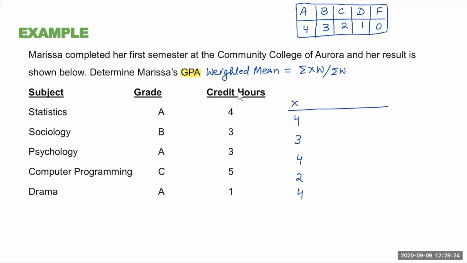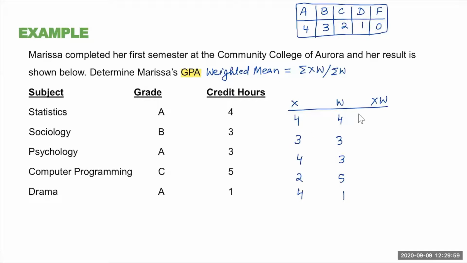Now we have the credit hour or weight for each of these letter grades. So the weight, the first one is 4 credit, so 4. The second one is 3 credit. Third is also 3 credit. Then we have a 5 credit class and 1 credit class. So we have X and we have W. Now in order to find the mean, we have to multiply X and W and add them together. So in the next column, I need X times W.